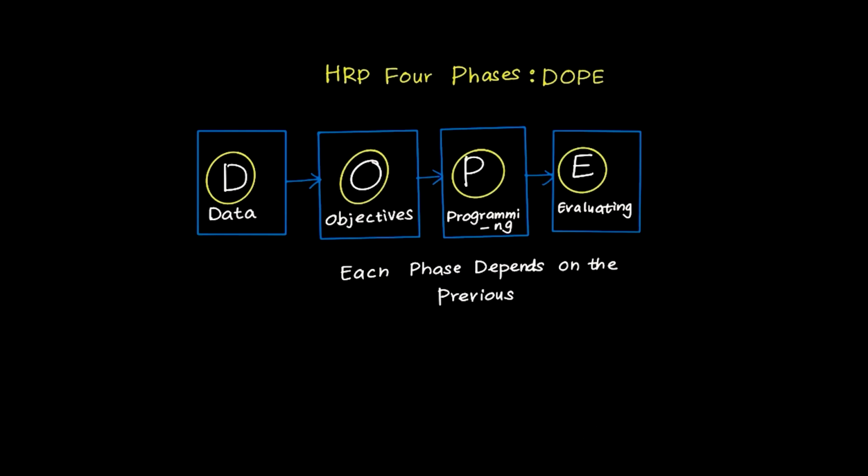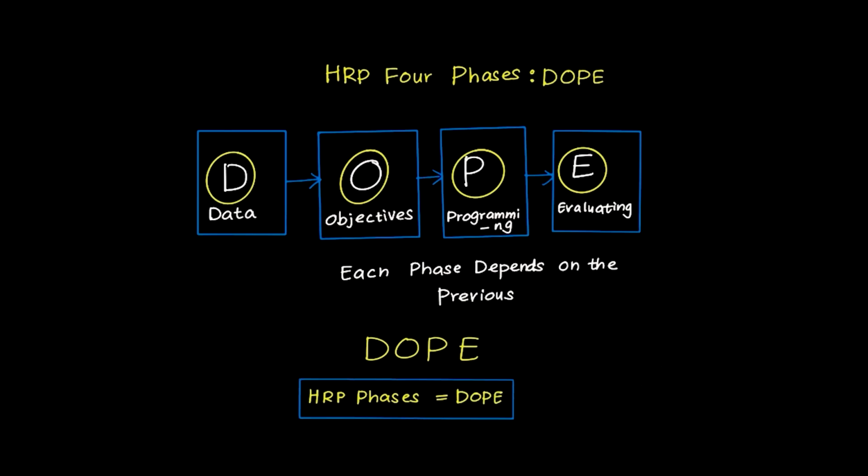Here's a WGU D351 OA exam tip for you. Any question about HRP phases or sequence? Remember DOPE: data, objectives, programming, evaluating. Quick recall hook: HRP phases = DOPE.